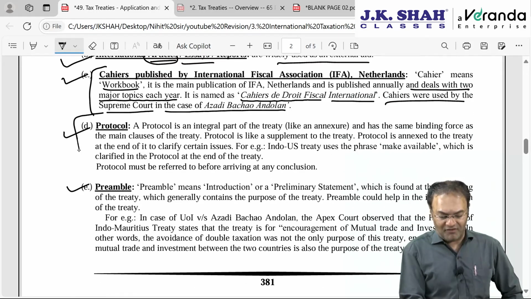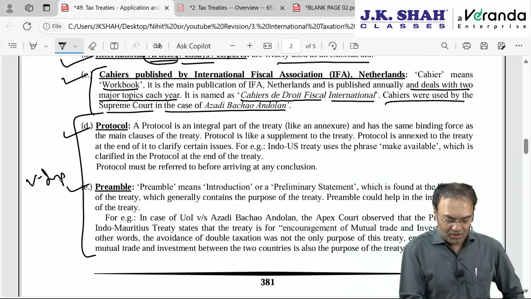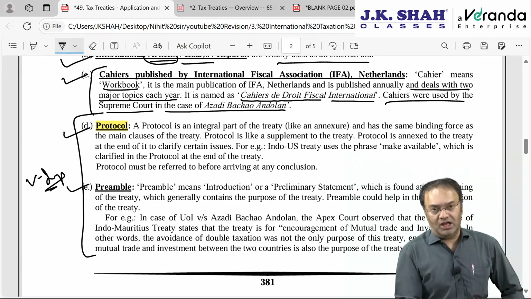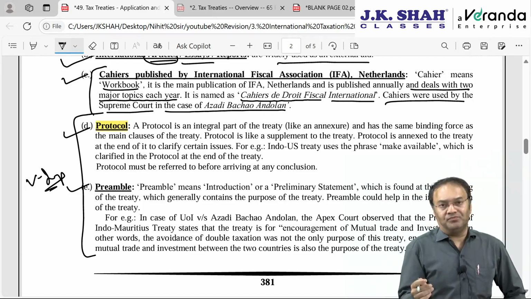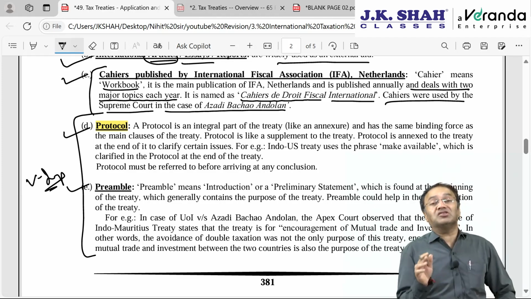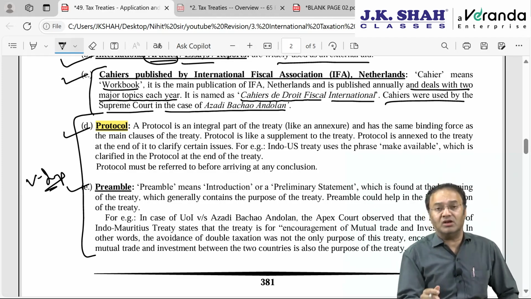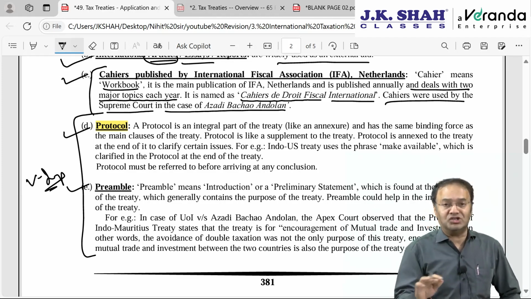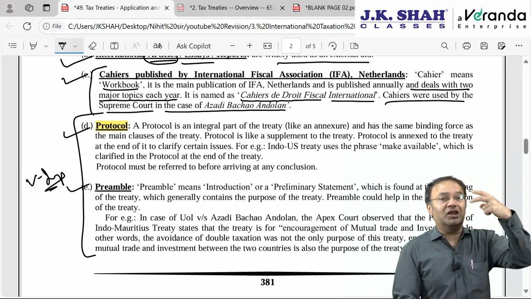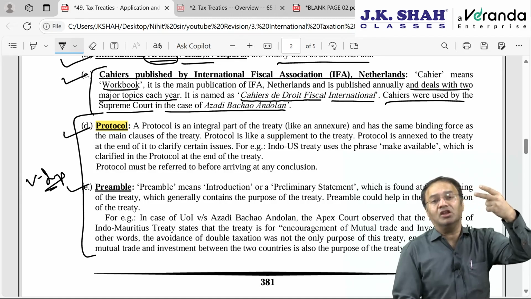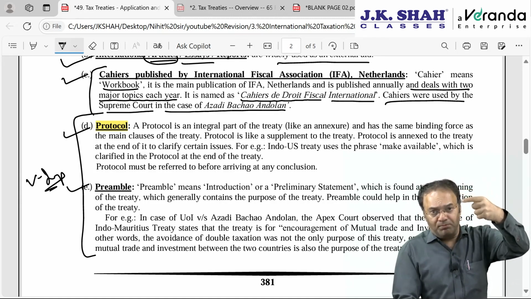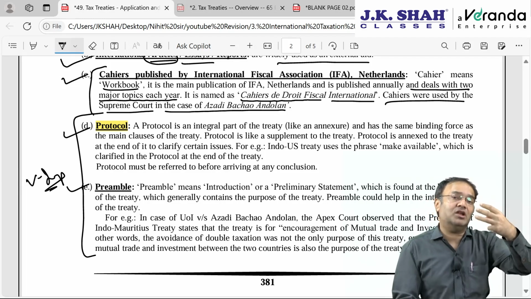Protocol and preamble are very important. What is protocol? Protocol is actually nothing but an annexure to the treaty. The word protocol has a different dictionary meaning, but here it is used in a different sense. World over, in each and every DTAA, the starting part is called the preamble, then the main text of the treaty, and after the treaty is over, instead of calling it schedules or annexures, they call it protocol. Preamble, main text of the treaty, thereafter protocol.